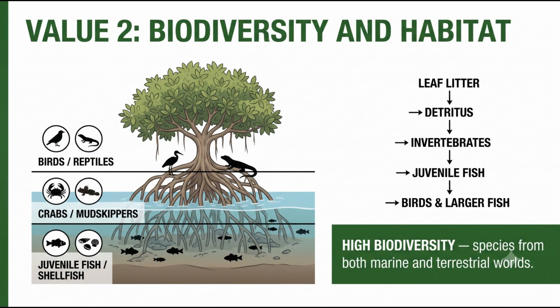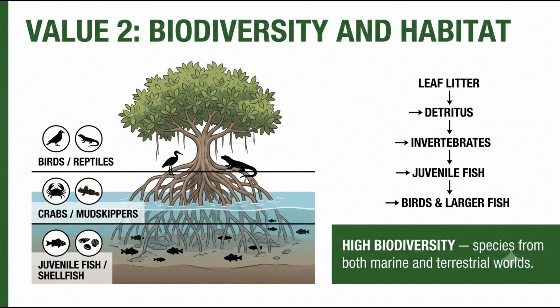Value 2. Biodiversity and Habitat. Mangroves support an extraordinary variety of species, including many that are found nowhere else, and many that use the mangrove at a critical stage of their life cycle. Here is the mechanism. Prop roots create layered microhabitats. Above the waterline, birds, reptiles, and insects use the roots and branches for nesting and feeding. At the waterline, crabs, mud skippers, and intertidal fish exploit the zone between water and air. Below the waterline, juvenile fish and shellfish shelter among the roots, protected from predators.